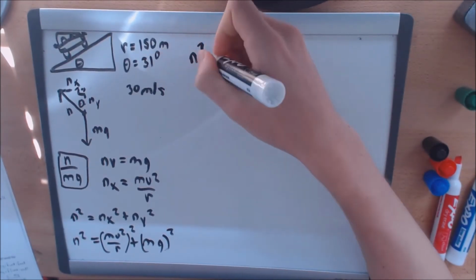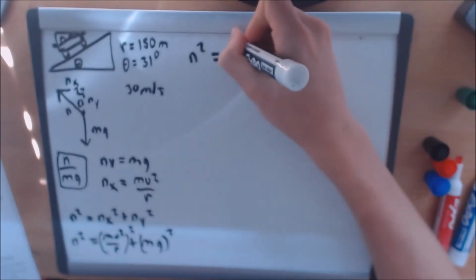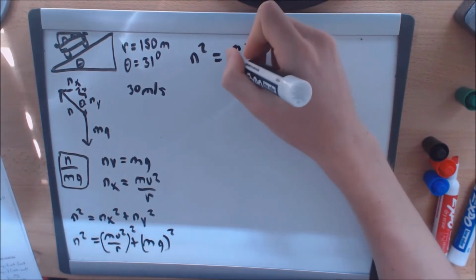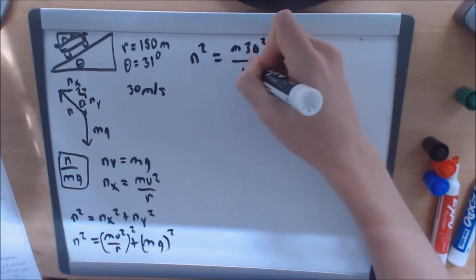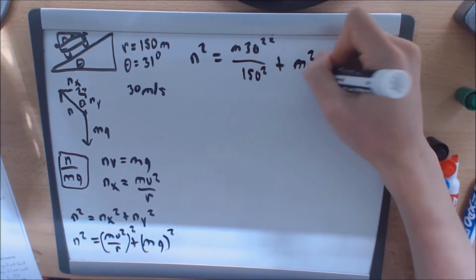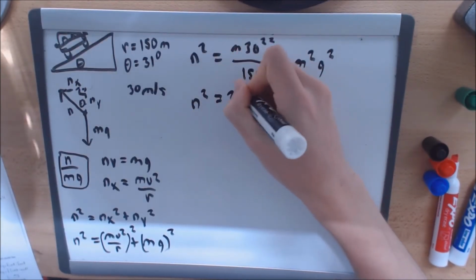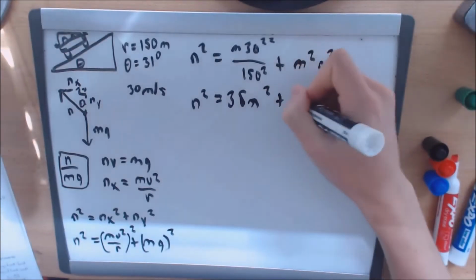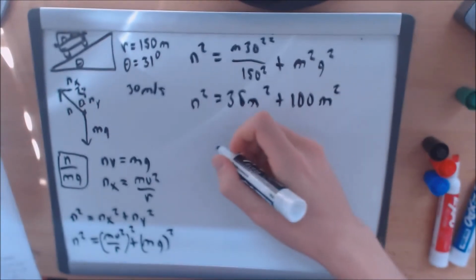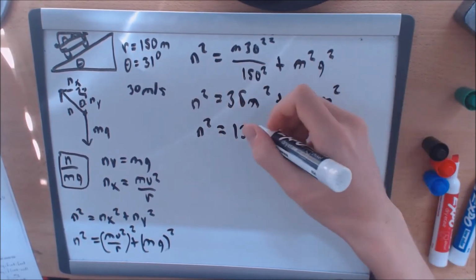We're going to start plugging in our numbers. So we're going to say n squared equals m times 30 squared over 150 squared, plus m squared g squared. So n squared will equal 36 m squared plus 100 m squared. N squared equals 136 m squared, because this is the same term.